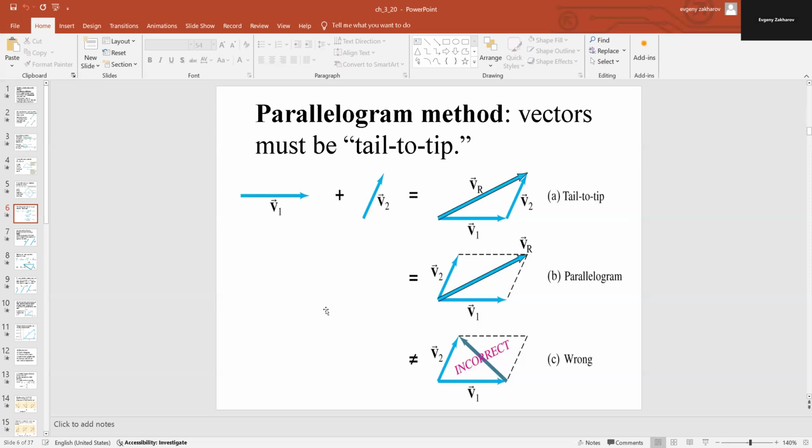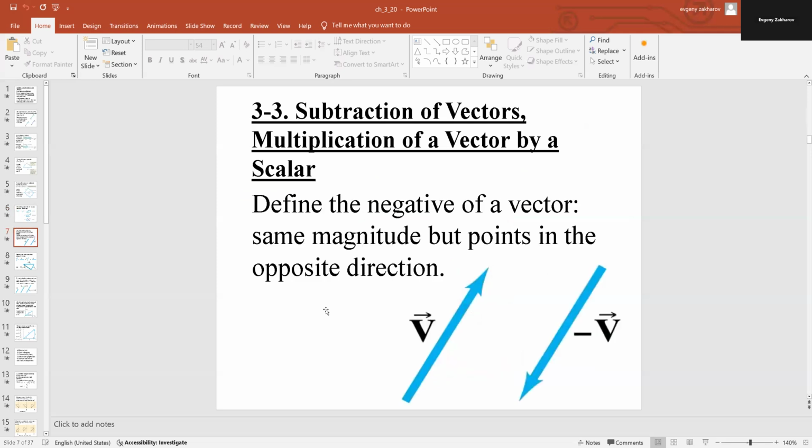So that's what you do. Let me know if you have questions. And we move on to subtraction. For subtraction, it's easy to understand if you understand what subtraction is in the first place.